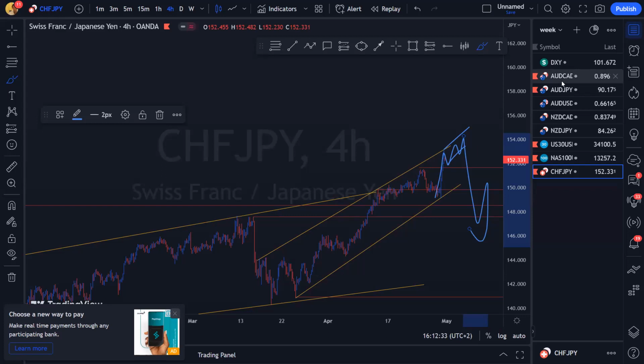AUDCAD, we're obviously bullish on AUDCAD. We're bearish on AJ. We're bullish on AU. New Zealand dollar CAD, we're leaving alone. We're bullish, but it's going to require some patience. New Zealand dollar yen, we're absolutely not even going to be touching. US30, we're both bullish and bearish. Obviously, we're waiting for a chart pattern. NASDAQ, we're both bullish and bearish, chart pattern. Swiss yen, we're bearish. We need the structure first before we decide to sell because price has been fairly impulsive.